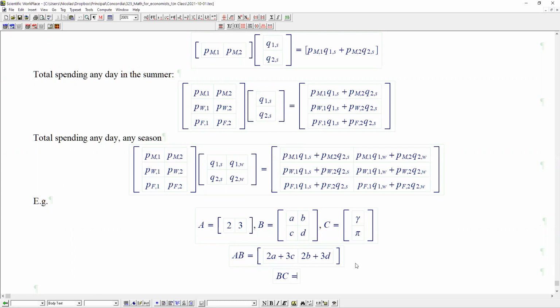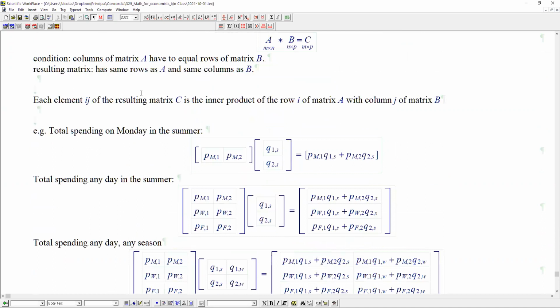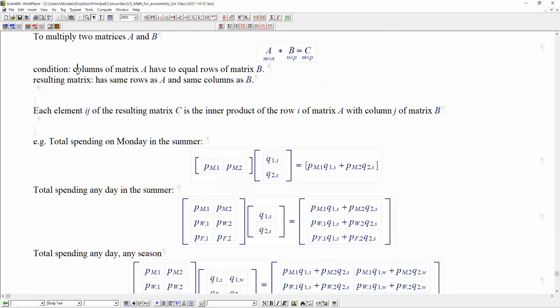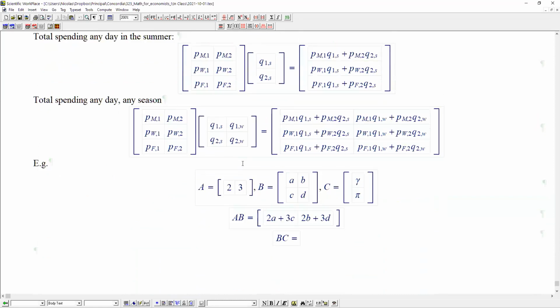So what did I write as condition? The columns of A have to equal the rows of matrix B for the product to exist. First condition: columns of A, I have 2 columns. Columns of B, I have 2 columns. Rows of C, I have 2 rows. So 2 columns, 2 rows. So that's possible. Yes, you got it perfectly right, Patrick. So what are the dimensions of the resulting matrix?